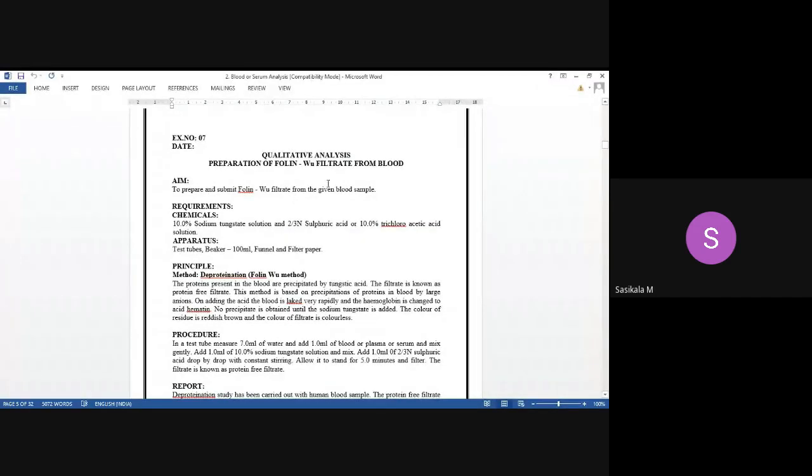According to your syllabus, this is qualitative analysis, and this is the first experiment under blood or serum analysis. This will come as a minor experiment in your exams. Preparation of Folin tungstate filtrate from blood is the experiment you are going to see today. Only qualitative analysis, how to prepare a protein free filtrate.